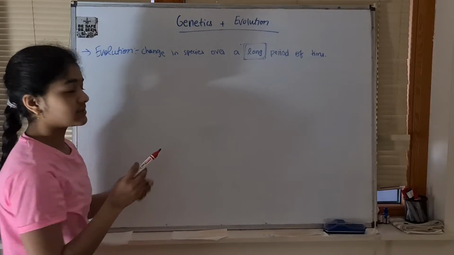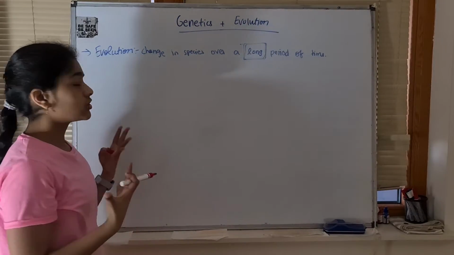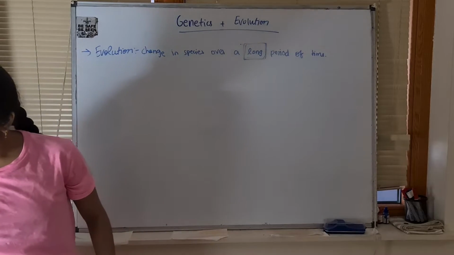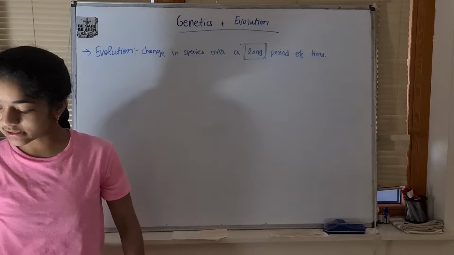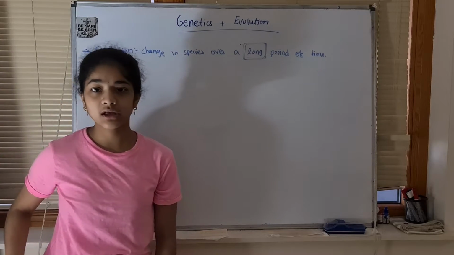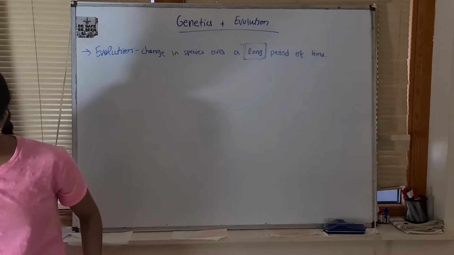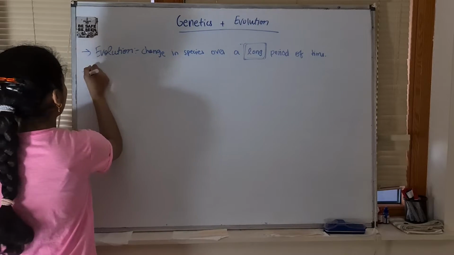So there can be two types of evolution: small scale evolution and large scale evolution. We've looked at what species is. A species is a group of similar organisms that can breed with each other and then again produce an offspring which is fertile. Another thing, natural selection.